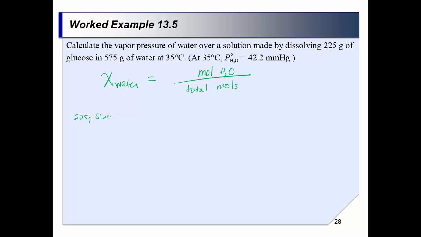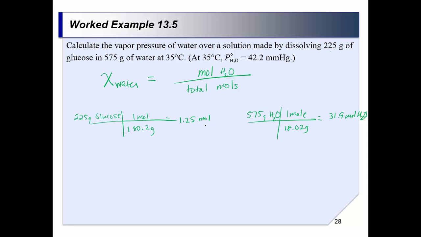We need grams of glucose. Remember, 99% of the time, you're going to have to convert grams into moles. Remember, glucose is 180.2 grams per mole. So we can calculate our moles of glucose as 1.25 moles. And then our moles of water, we have 575 grams of water, and water is 18.02 grams per mole. So we have 31.9 moles of water.